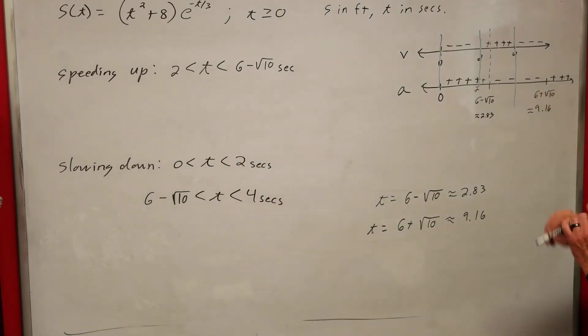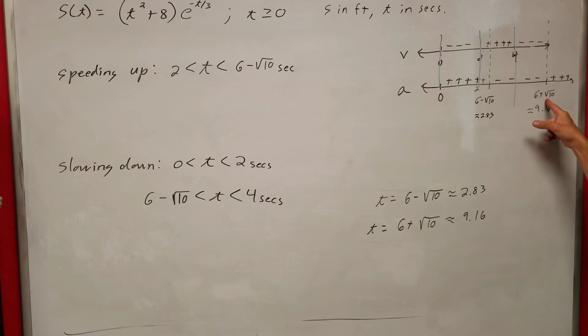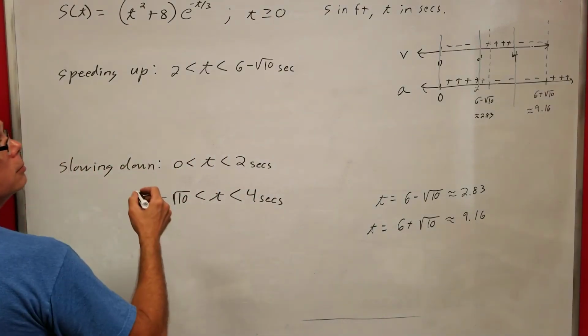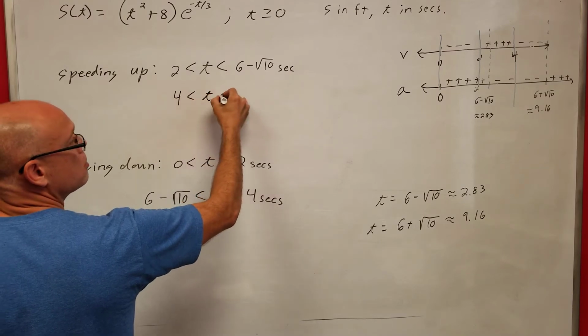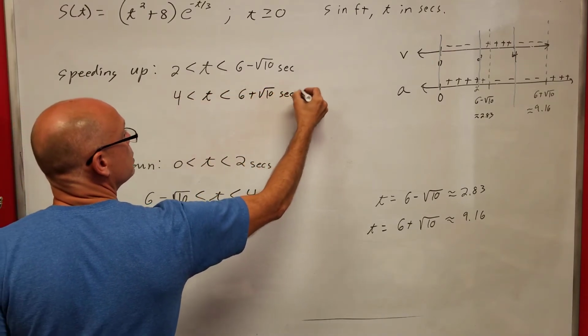Now what happens between 4 seconds and this part, 6 plus the square root of 10 seconds? Same sign, so we're doing what? Speeding up again. So between 4 seconds and 6 plus the square root of 10 seconds, we're speeding up again.